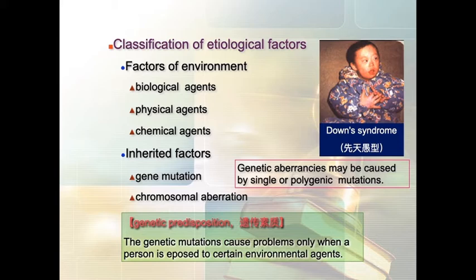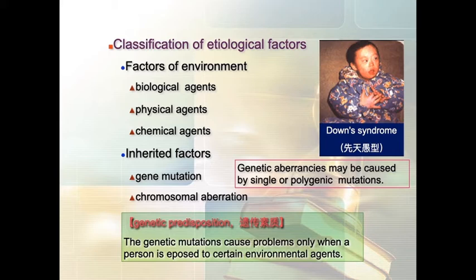Inherited factors, gene mutation. For example, this picture I've shared here with you is Down syndrome. It's a genetic aberrancy, may be caused by single or polygenic mutations. Chromosomal aberration. These are all inherited factors.